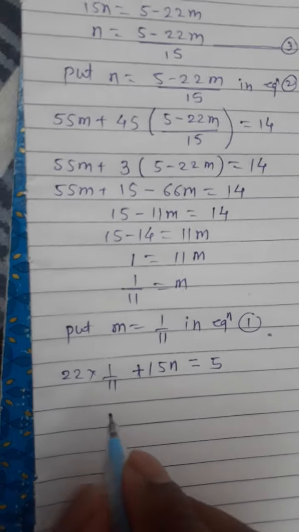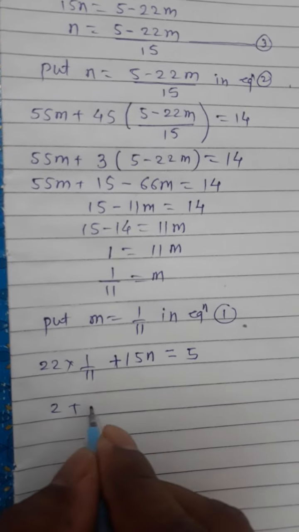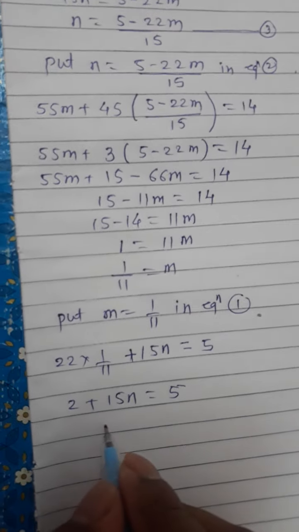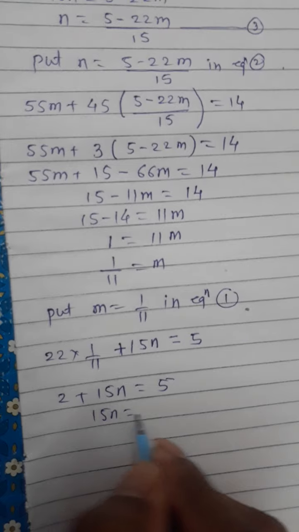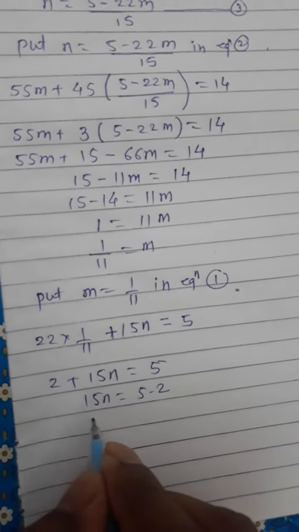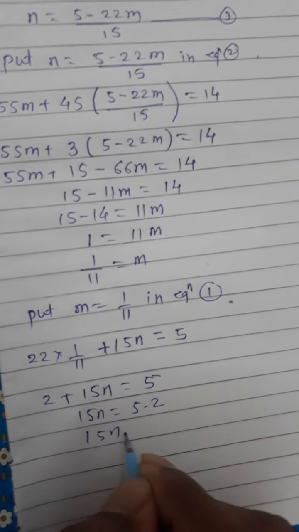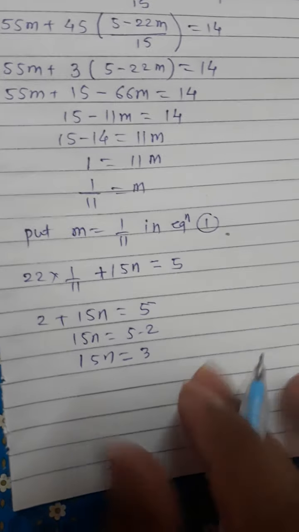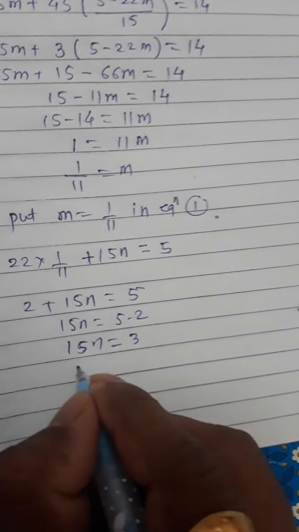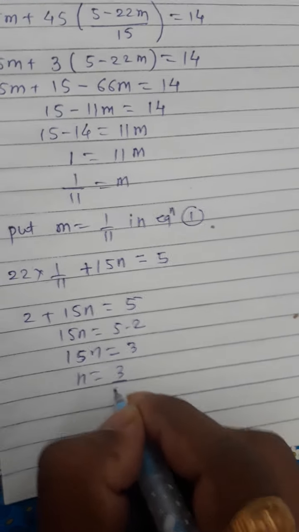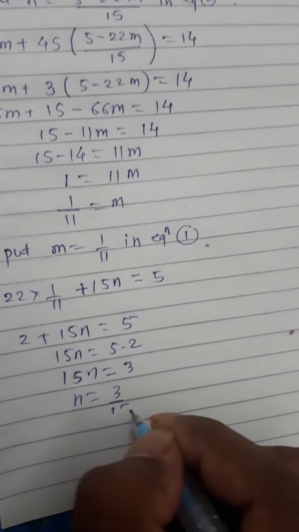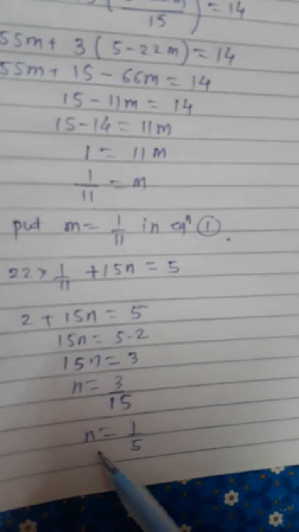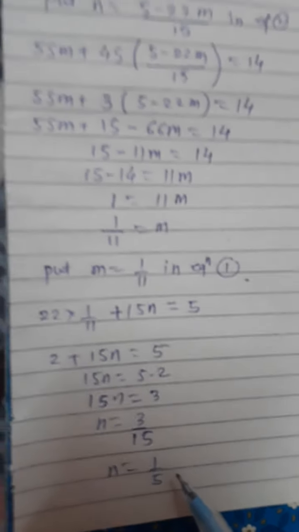11 2s are 22. So 2 plus 15n is equal to 5. Therefore 15n is equal to 5 minus 2. Therefore 15n is equal to 3. Therefore n is equal to 3 divided by 15. So 3 1s are 3, 3 5s are 15. So n is equal to 1 by 5.